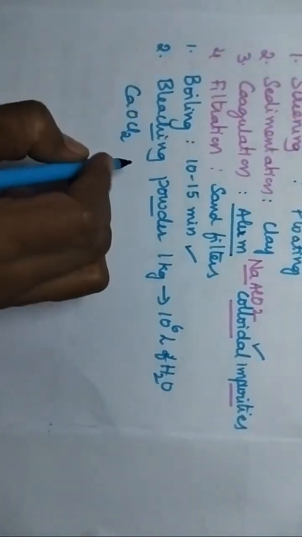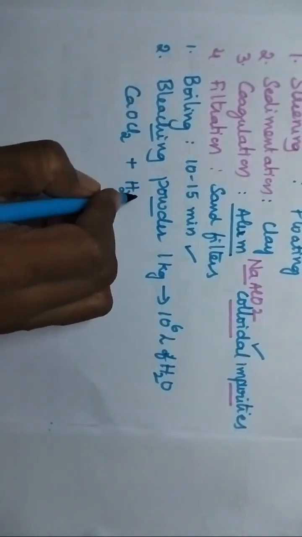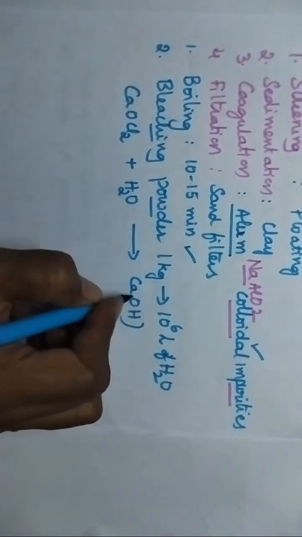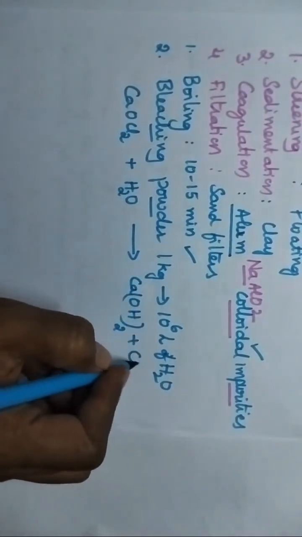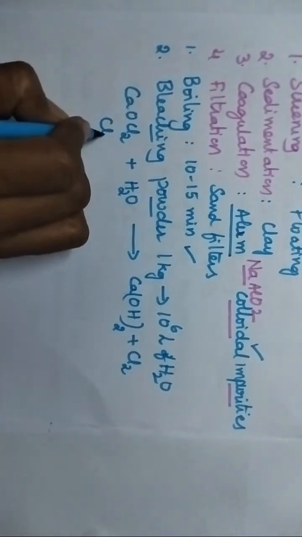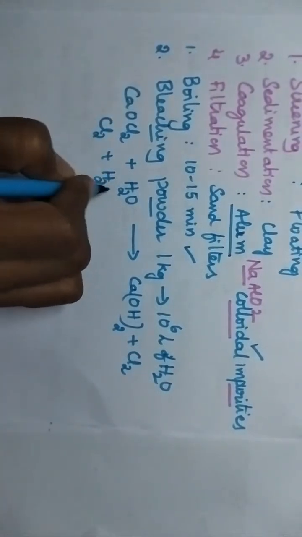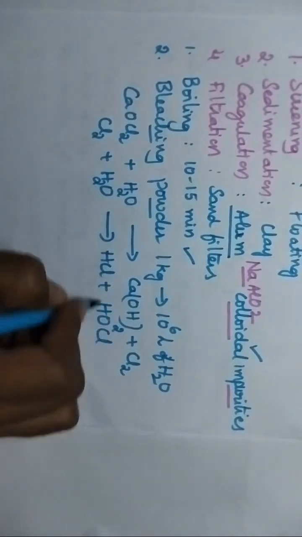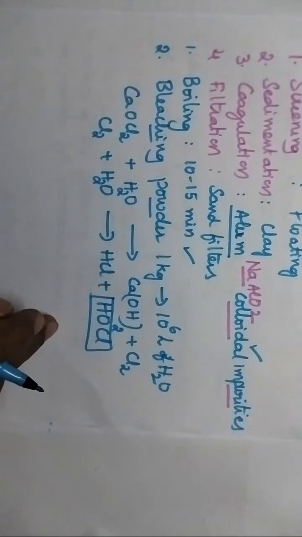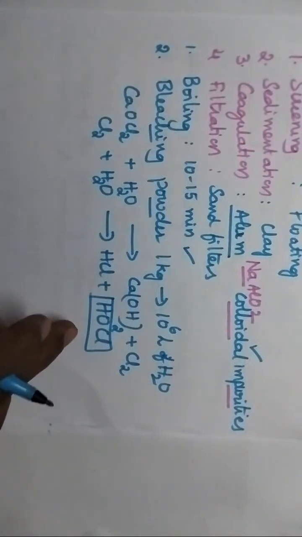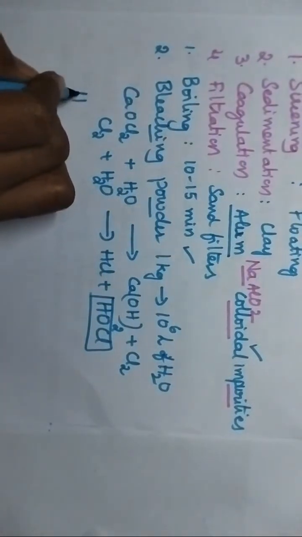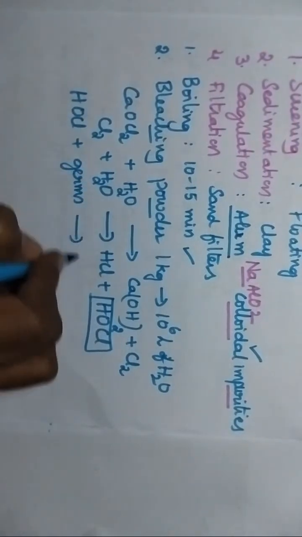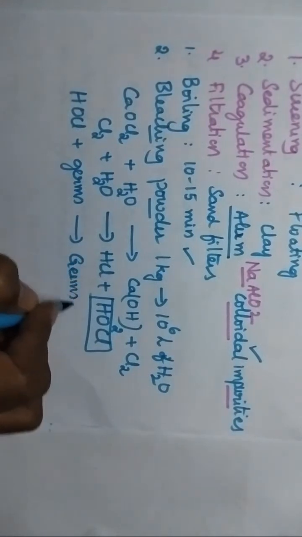So whenever bleaching powder is added to the water, it results in the formation of slaked lime along with chlorine gas. This chlorine gas reacts with water and results in the formation of HCl and HOCl. It is called hypochlorous acid. It is the actual disinfecting chemical. So whenever HOCl is added to the water, it attacks germs and then germs are killed.